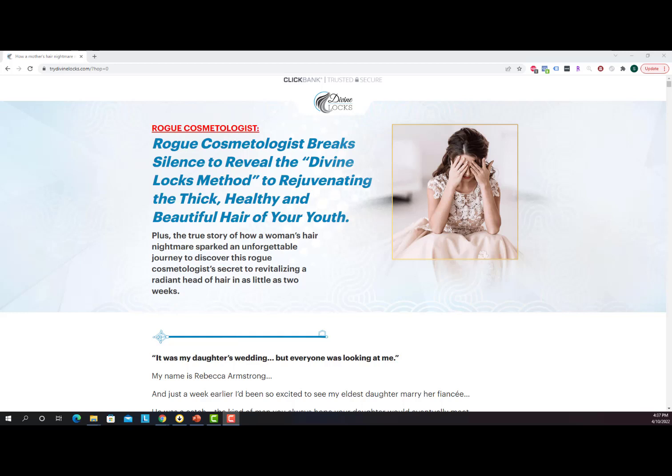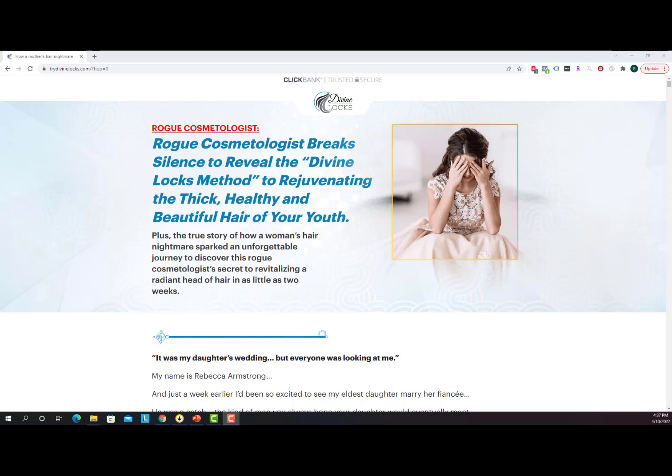Rogue cosmetologist breaks silence to reveal the Divine Locks method to rejuvenating the thick, healthy, and beautiful hair of your youth. Plus, the true story of how a woman's hair nightmare sparked an unforgettable journey to discover this rogue cosmetologist's secret to revitalizing a radiant head of hair in as little as 2 weeks.